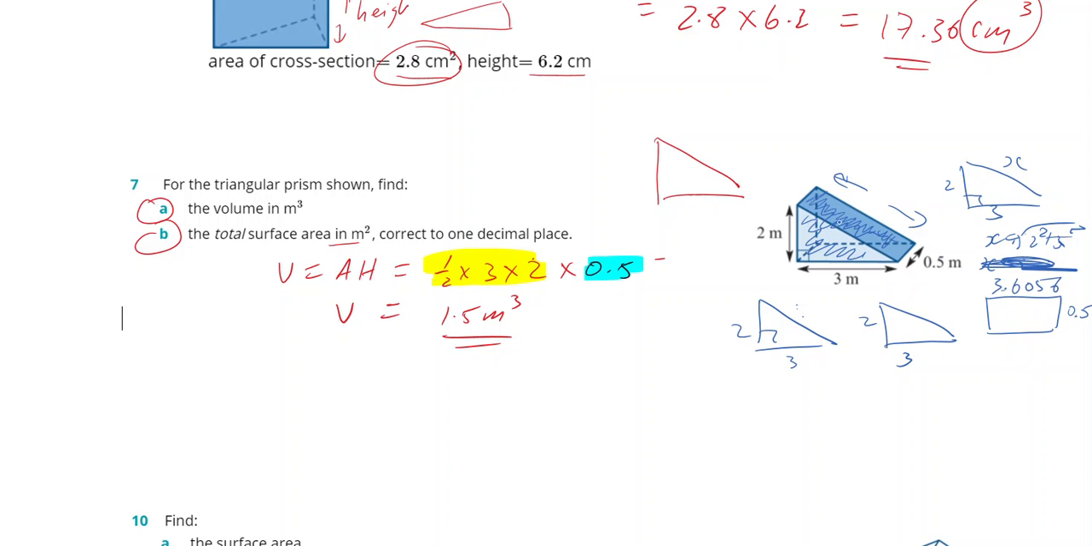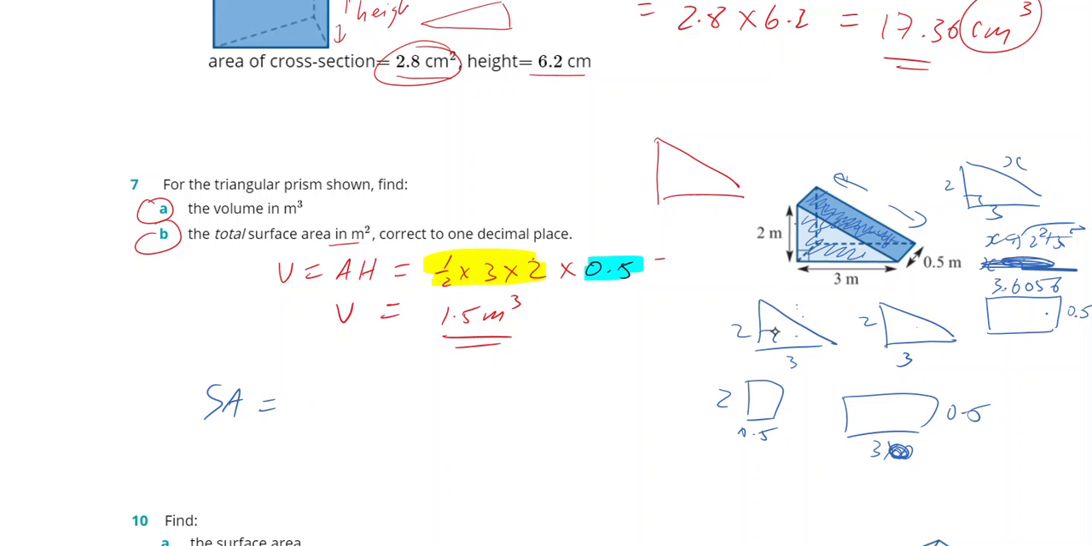So we've got 2 sides and a rectangle. We also have the back. The back is just a small rectangle, 2 times 0.5. And we've got the bottom, which is another rectangle, 3 times 0.5. So you simply add all the areas together to get your total surface area. Surface area is all the faces which are facing the air. So we've got 2 triangles.